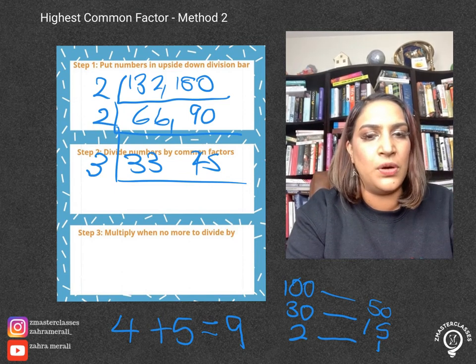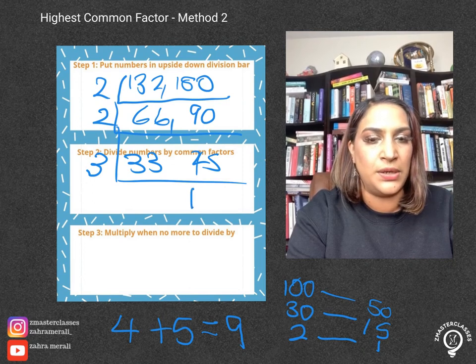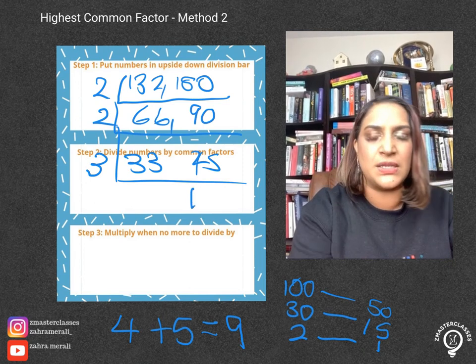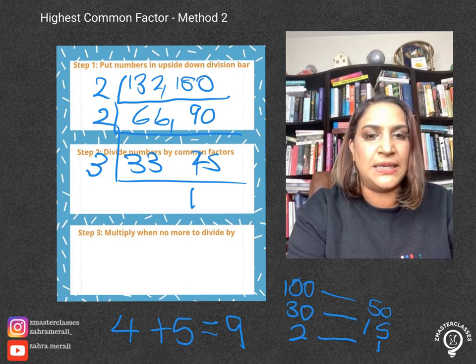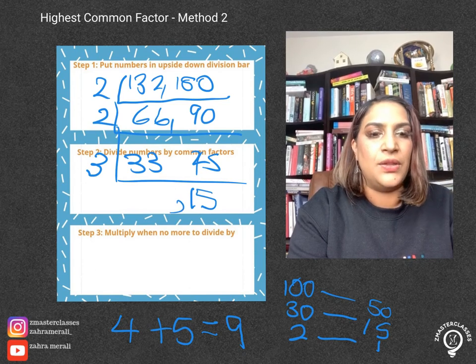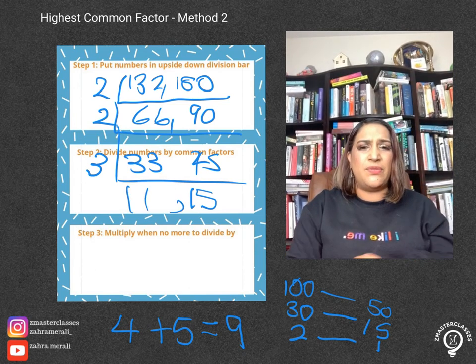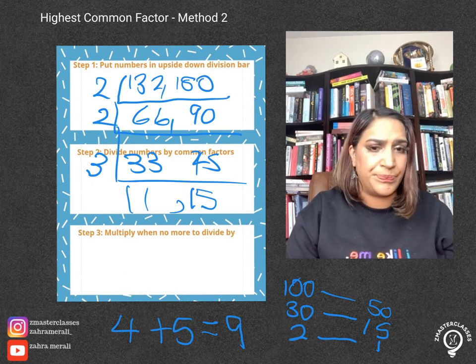So how do we divide 45 by 3? We're going to do 4 divided by 3 to give us 1. We've got 1 left over, which we add on to the 5 in front of it. So we'll have 15 divided by 3 to give us 5. 33 divided by 3 we said was 11. So now we've got two numbers where there is nowhere else to divide by.